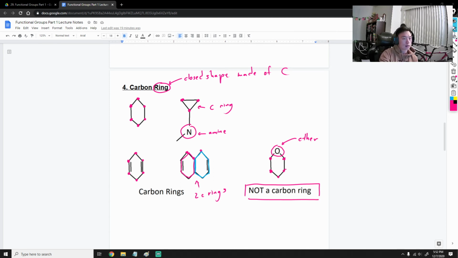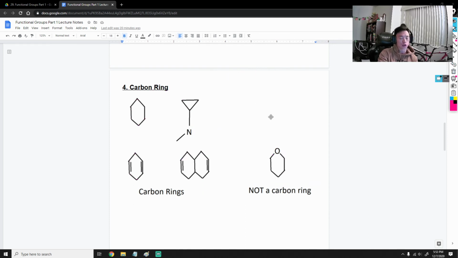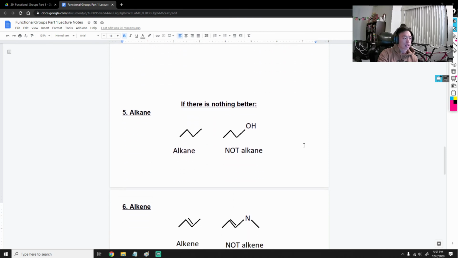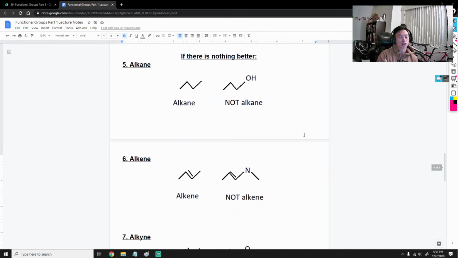All right, we're almost done. Now, sometimes when you're going through organic compounds, you're going to notice that with the smaller ones especially, a lot of times you're not going to have these functional groups. You're not going to have an amine. You're not going to have alcohol. You're not going to have a carbon ring. And if there's nothing better, we have these consolation prize functional groups, you can call them.